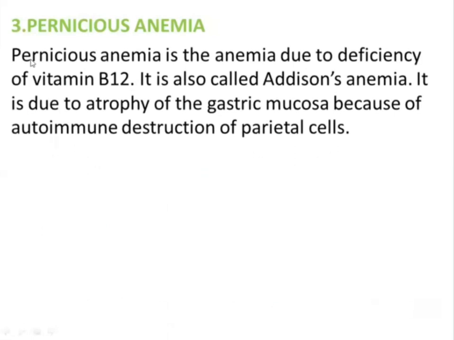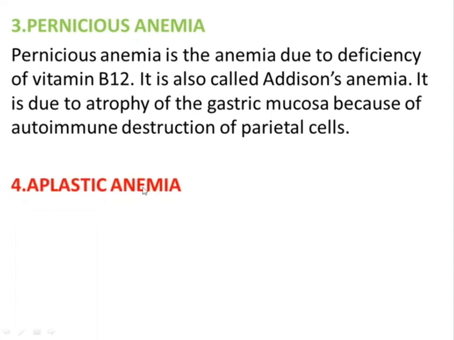Then we will see the pernicious anemia. The pernicious anemia is the anemia due to deficiency of vitamin B12, right? It is also called Addison anemia. It is due to the atrophy of gastric mucosa or autoimmune destruction of the parietal cells, right? This is the pernicious anemia.